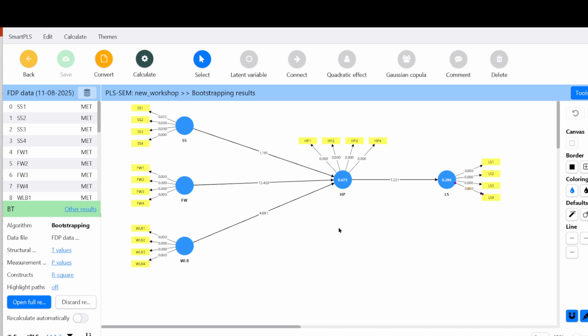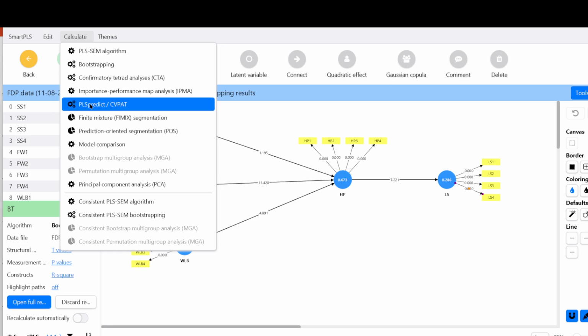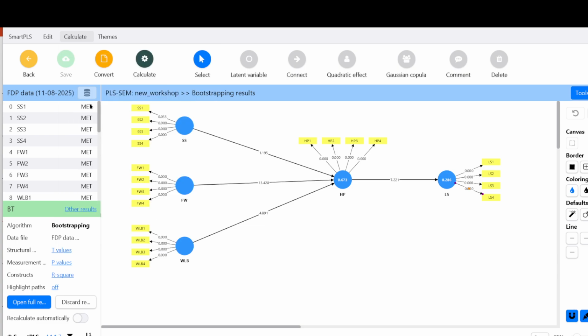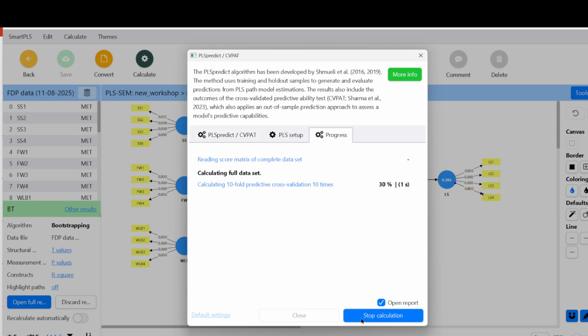So we have done the two processes, we have completed the PLS algorithm and bootstrapping, and now we go to calculate and click on PLS predict. By default, the number of folds and number of repetitions are 10. Start calculation.